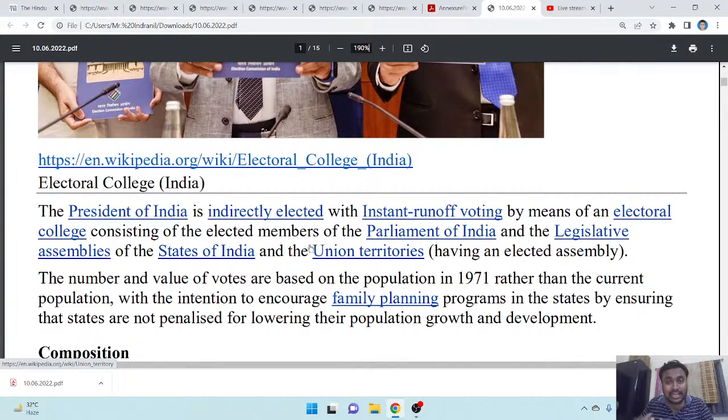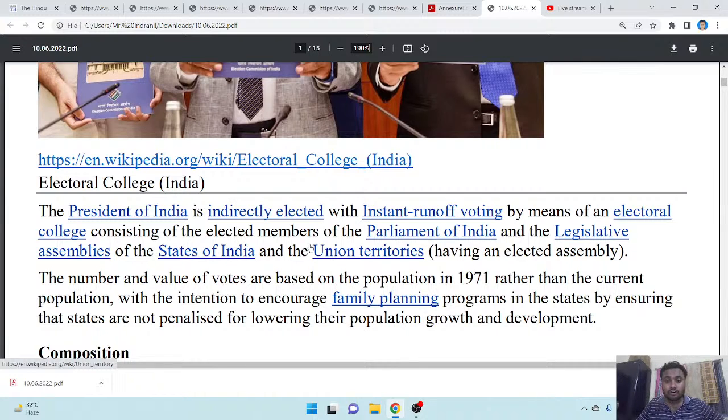Because all the elected members of Lok Sabha, Rajya Sabha and the state assemblies vote for the president. Okay, so the common public of our country elect the MPs and MLAs, and the MPs and MLAs will elect the President of India. That is why it is called the electoral college.